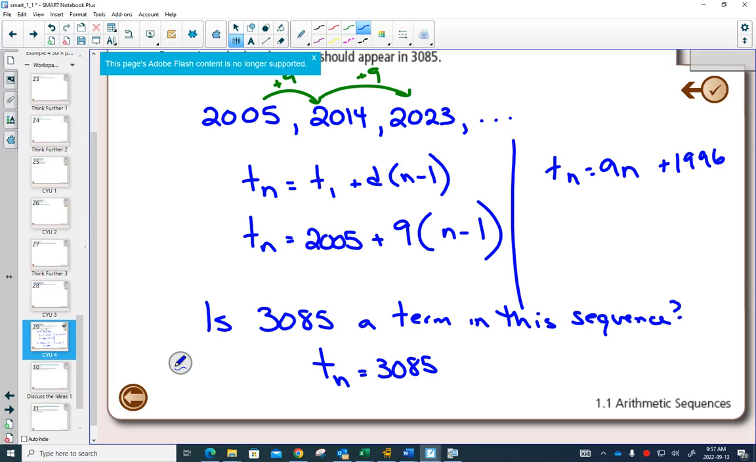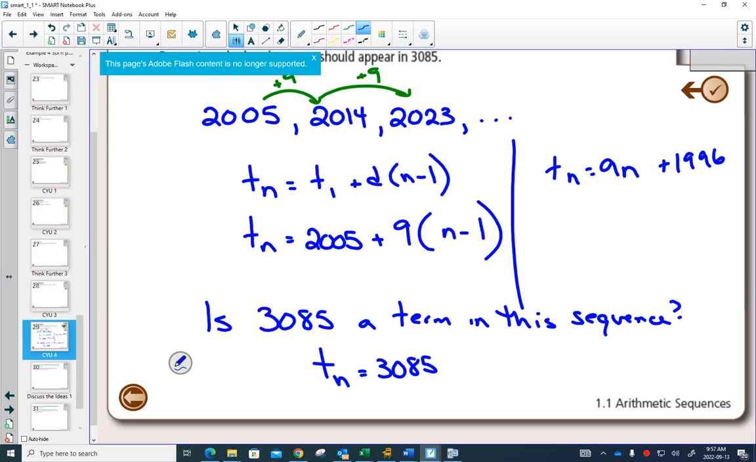So the way that we can check it is we can use our formula. We can plug in 3085 for a specific term, even though we don't know what n is, and we can solve for n. If we solve for n and it works out to a nice number, like it's the 102nd term, perfect. We say yes, it will appear in 3085. If we solve for n and we get 102.3, not a whole number, that would mean that it's appearing somewhere in the middle and not a perfect term, then we would say it is not going to appear in 3085.